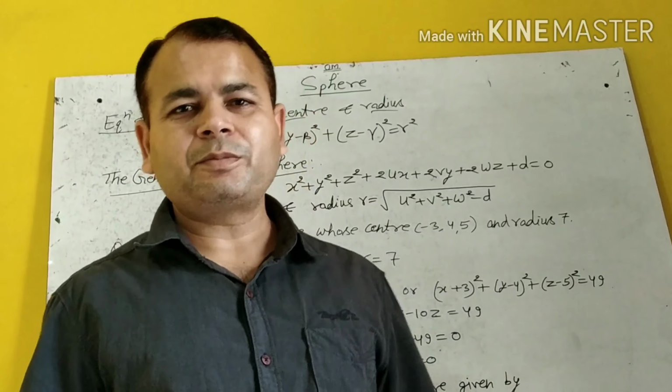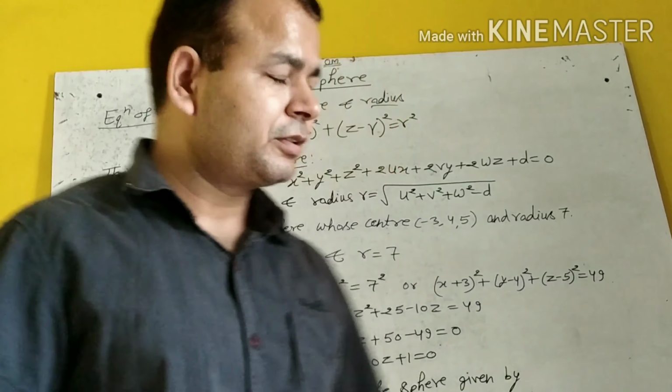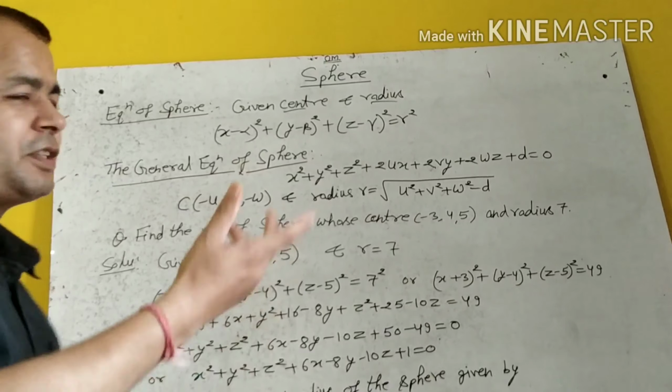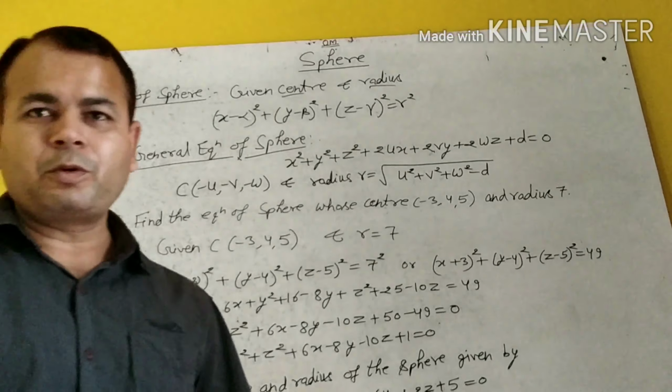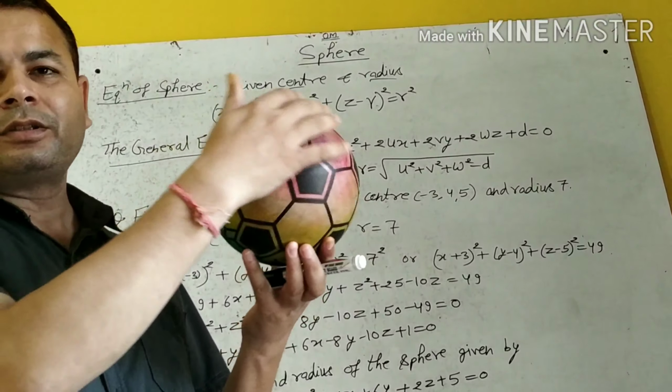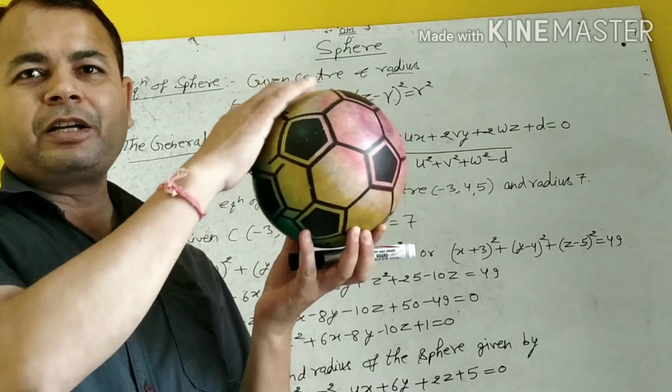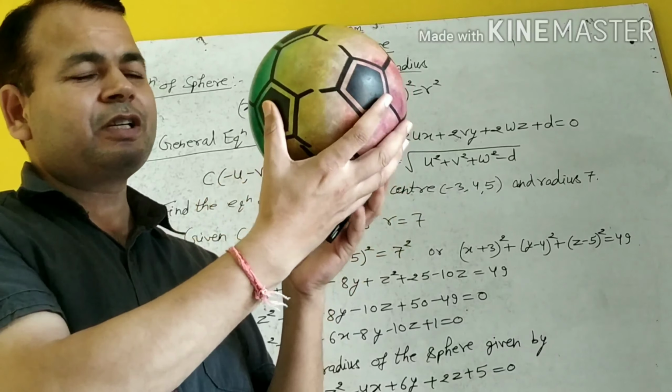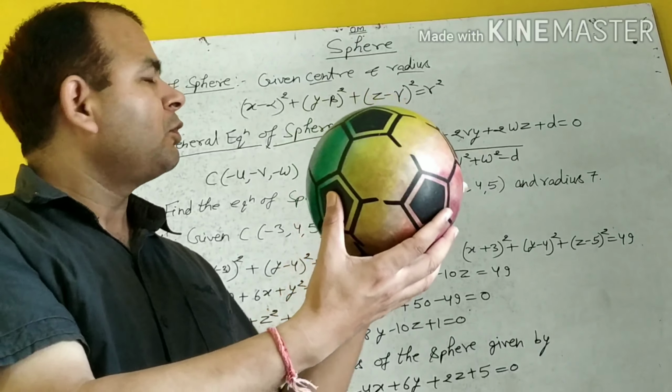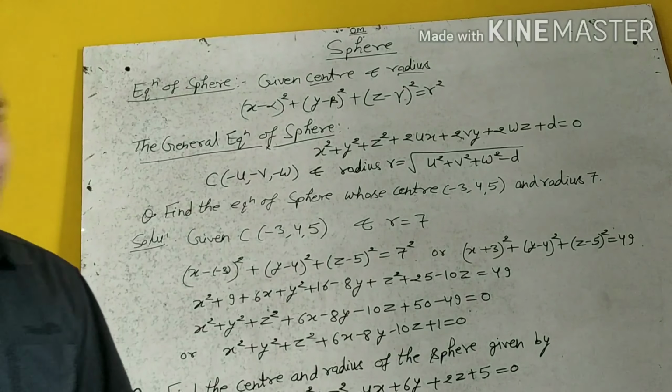Students, today we will discuss the sphere and its general equation. First, what is a sphere? This football is like a sphere. It is round in shape and has no vertices. So it is the shape of a sphere. On the board we can understand more about it.